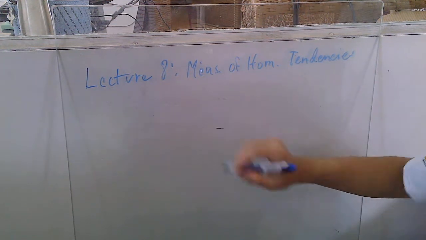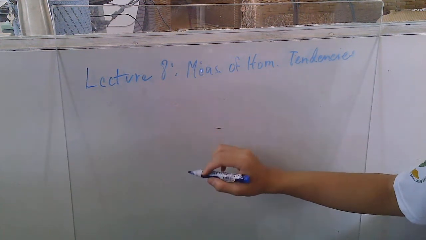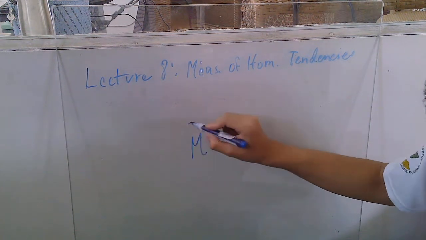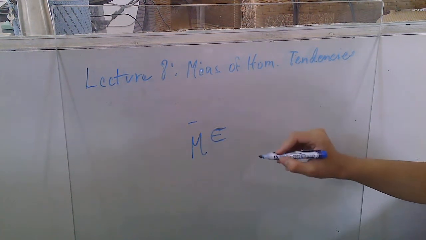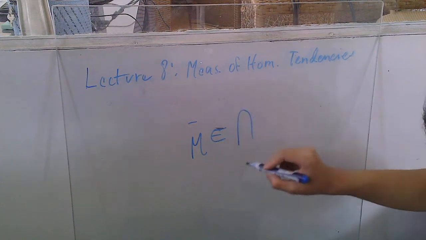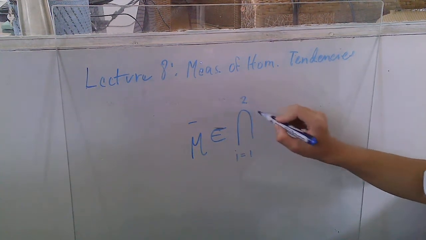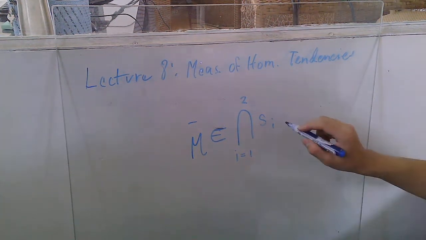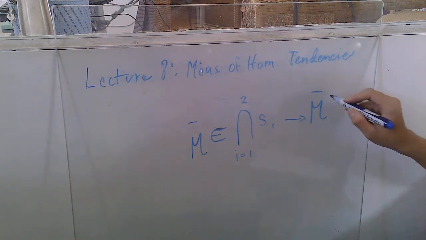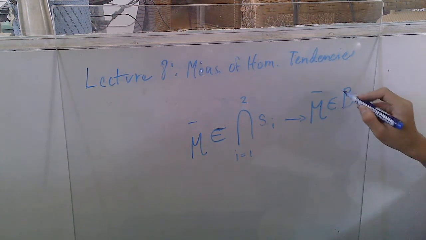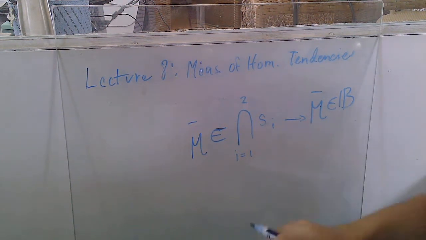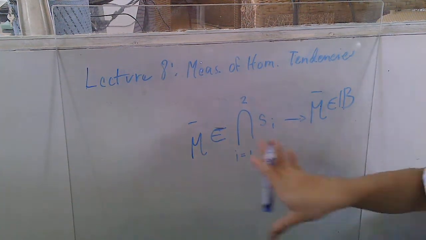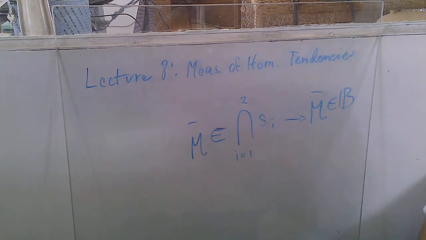And before we actually dive into it, I need to tell you first that if mu is an element of the intersection of two sets, then mu bar is an element of the Bussy set between those two sets. Okay, so if mu is part of the intersection of two sets, then there exists a Bussy set for those two sets where mu is a part.